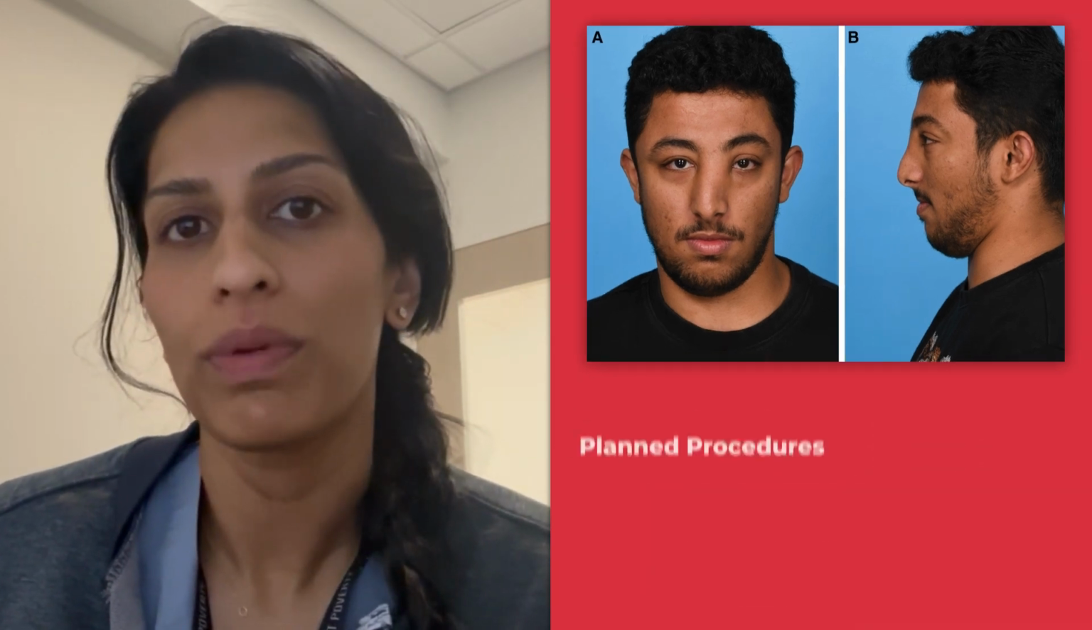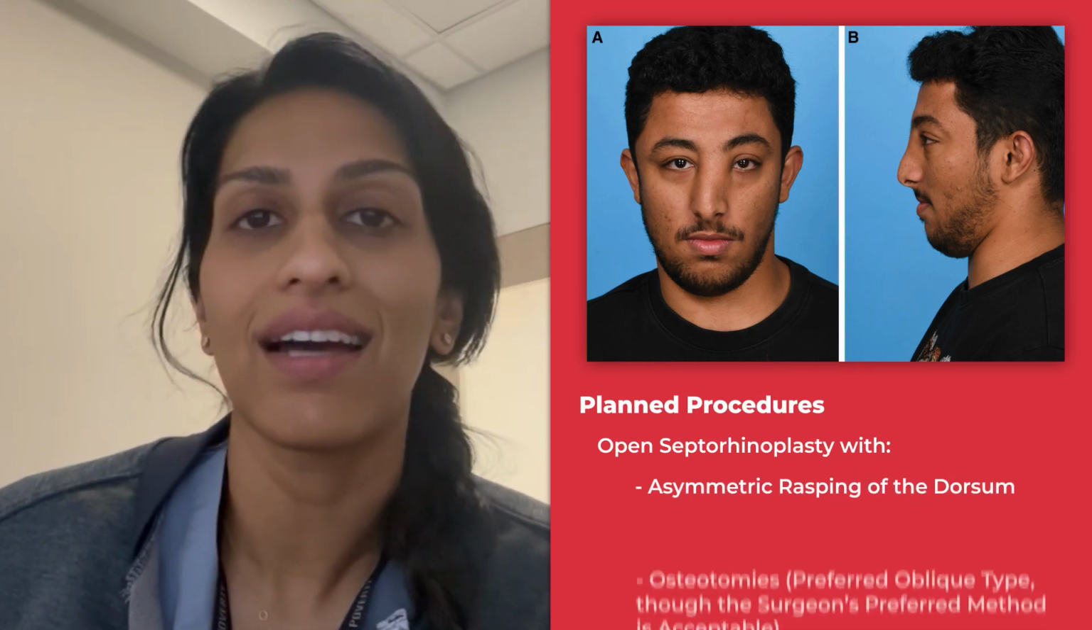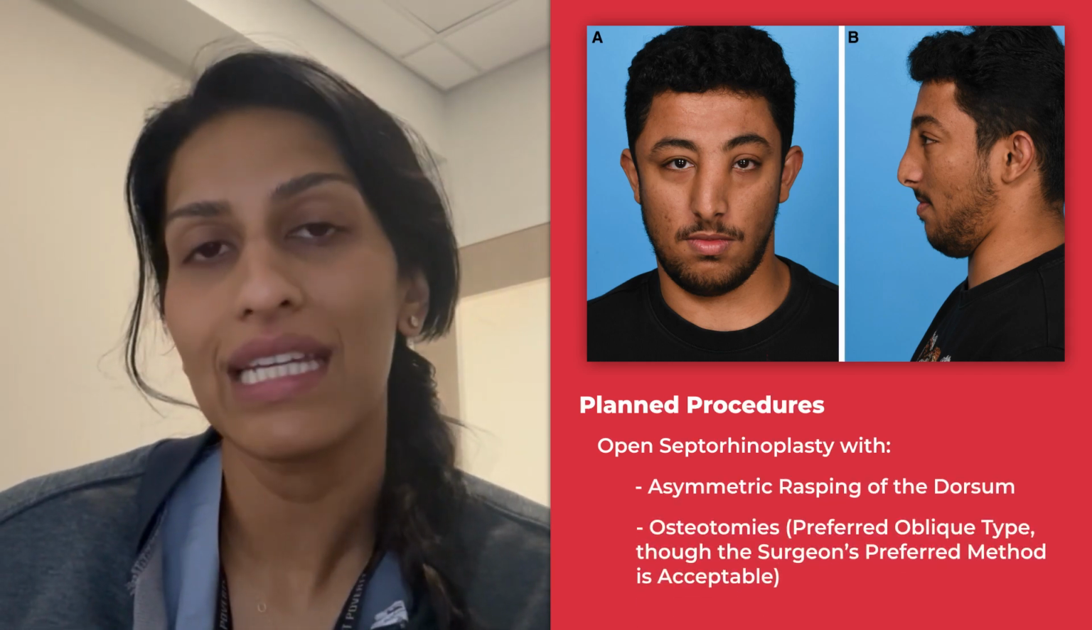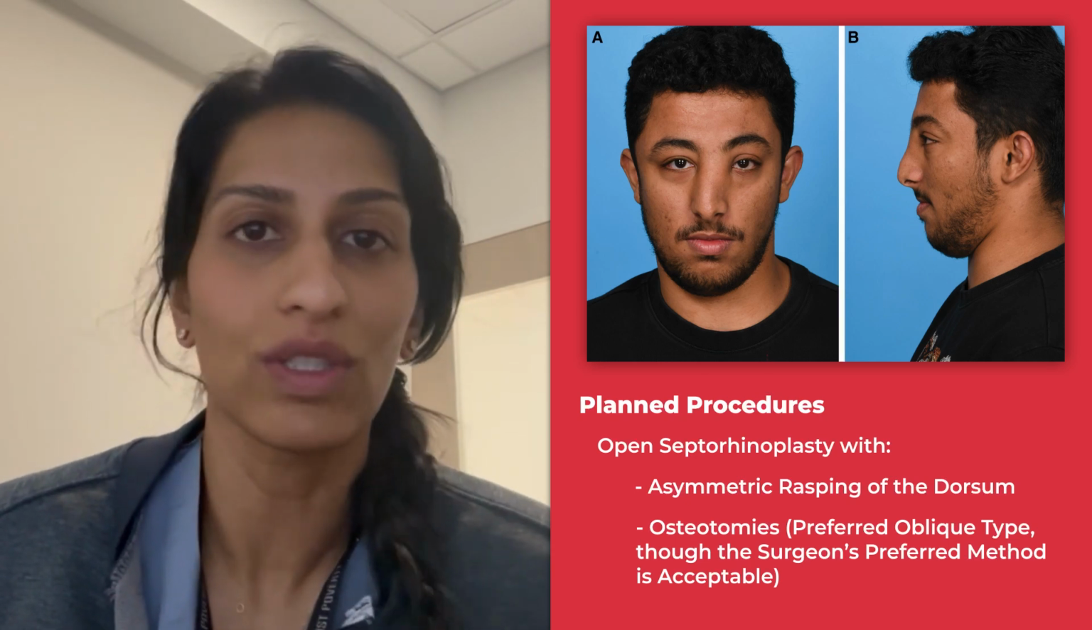Thank you for the interesting case presentation, Dr. Ramly. The degree of asymmetry in this patient clearly means that an open approach is indicated. What I would do is an open septorhinoplasty with asymmetric rasping of the dorsum as well as osteotomies. I usually do an oblique type osteotomy, but whatever type of osteotomy you feel comfortable with is certainly the best approach.